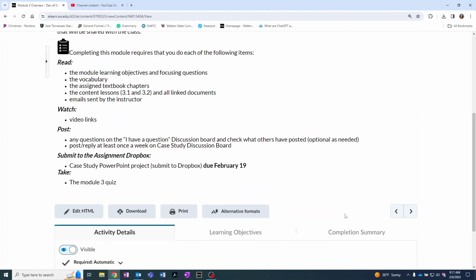So what you will be reading this week is obviously within the lessons, there's reading you can do, focusing questions, but you will have your assigned textbook chapters that you will read. We also have some video links that you can watch. If you ever have questions, you can obviously reach out to me.